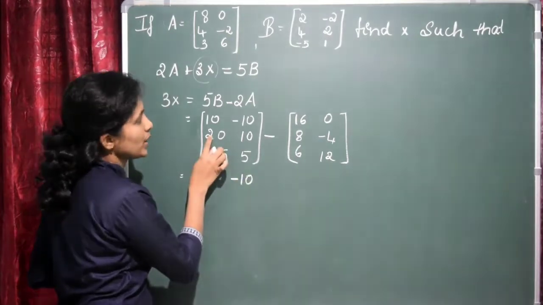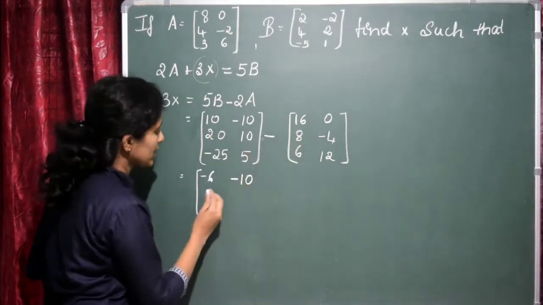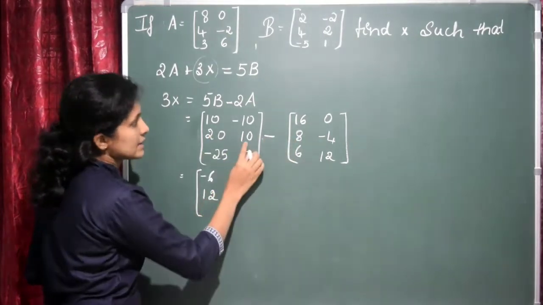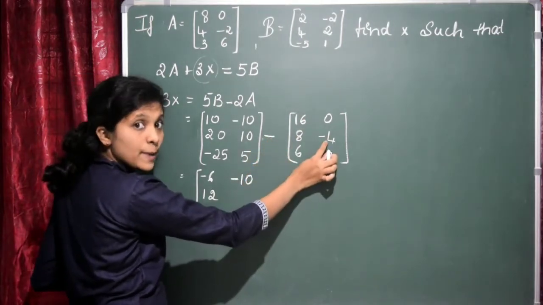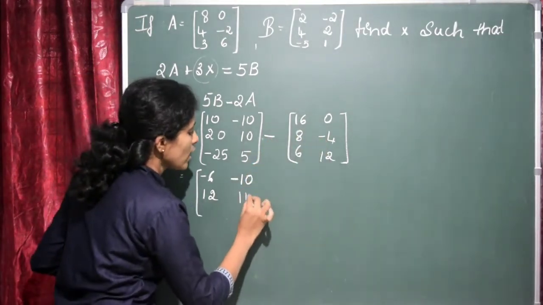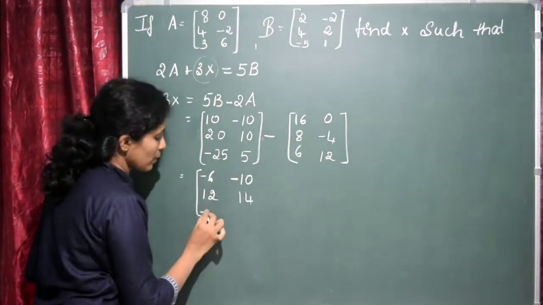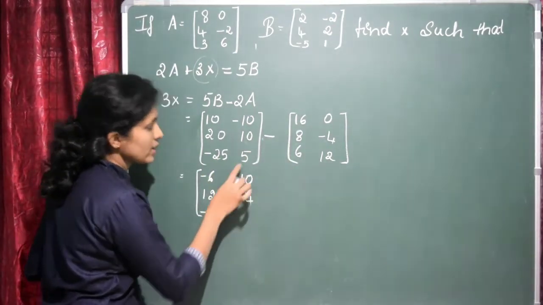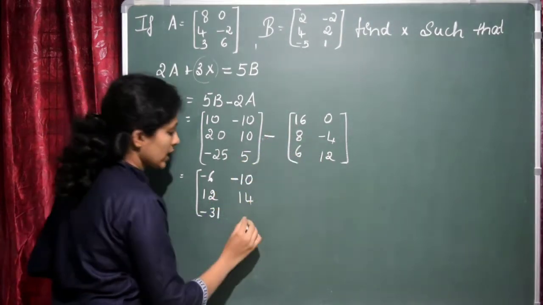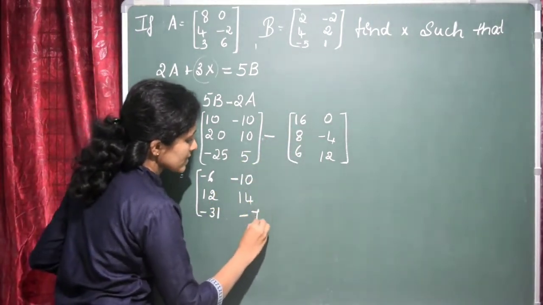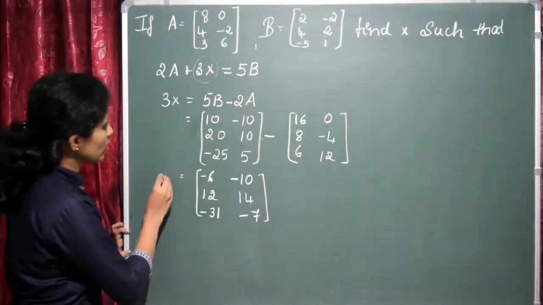Minus 10. So 20 minus 8. What is 20 minus 8? It is 12. 10 minus of minus will be plus 4. 10 plus 4 will be 14. So this is minus 25 minus 6. So this is equal to minus 31. This is 5 minus 12. It will be equal to minus 7. Is it clear? So this is now 3x.